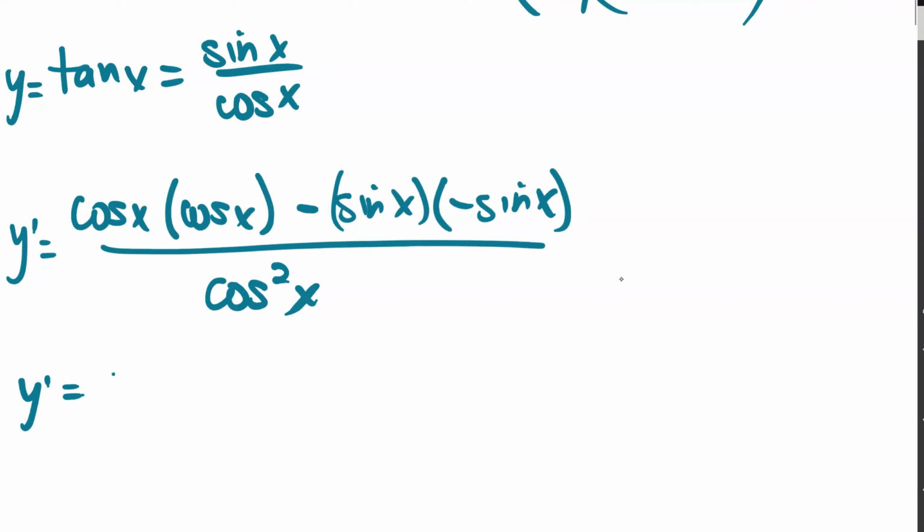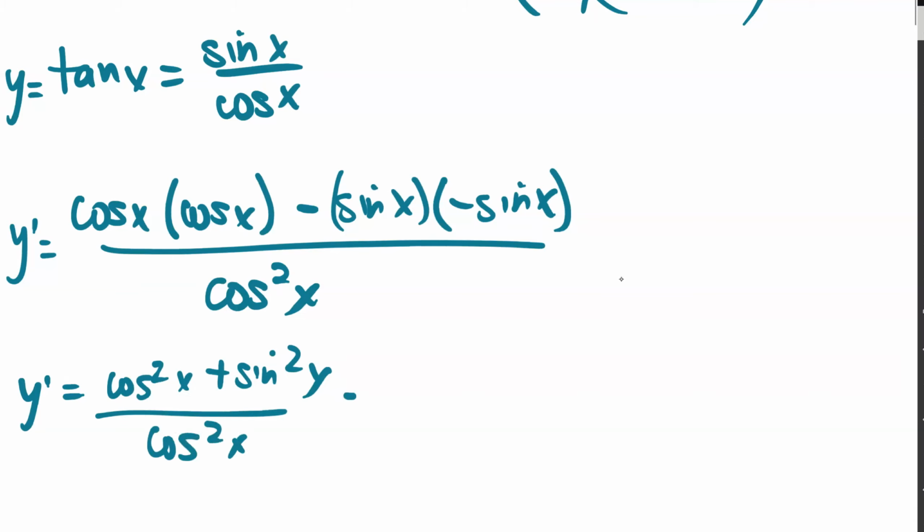Y prime is equal to cosine squared x plus sine squared x all over cosine squared x. Pythagorean theorem: cosine squared plus sine squared is 1. So this is 1 over cosine squared x, which is just secant squared x. Cool.